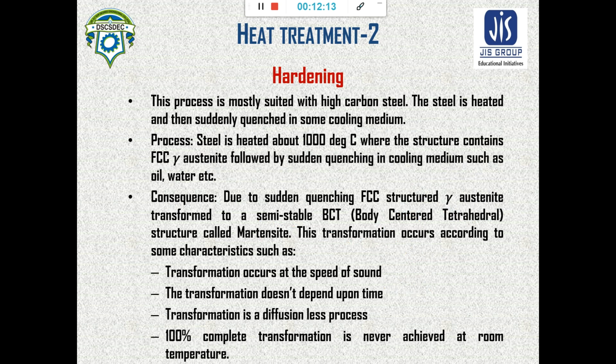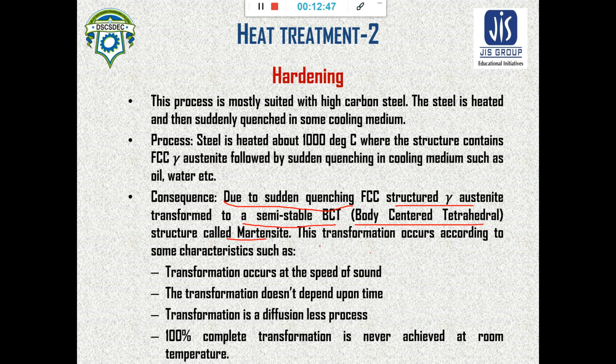Now we will see what the consequences of hardening are and what the process is. The consequence of hardening is that due to sudden quenching, the FCC structure, austenite, transforms into a semi-stable BCT, body centered tetragonal structure, called martensite. Just what I said just now. And this transformation occurs according to some characteristics.